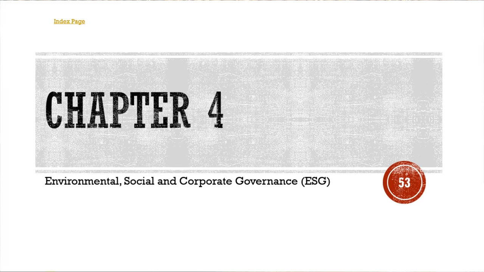This chapter will cover environmental, social, and corporate governance, which refers to the three central factors in measuring the sustainability and the impact on society of an investment in a company or in a business. The idea is to have a criteria that better helps determine the future financial performance of companies.